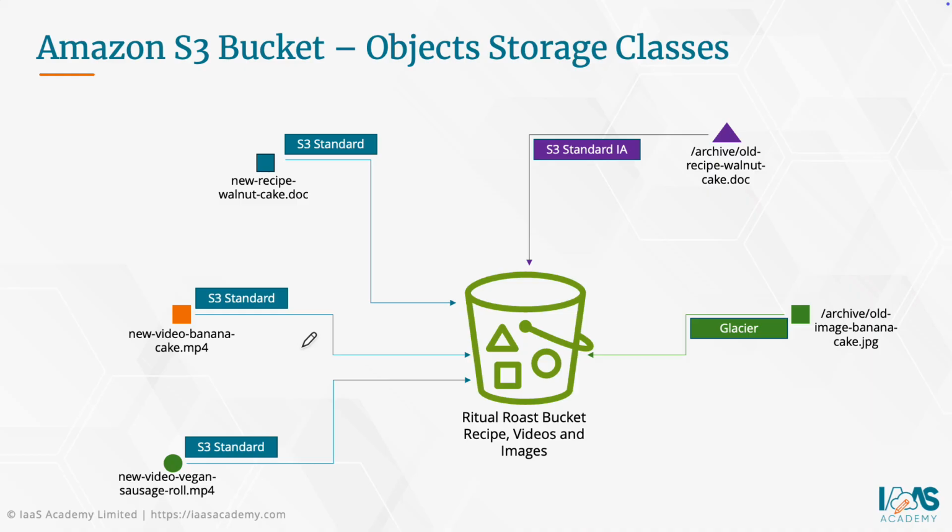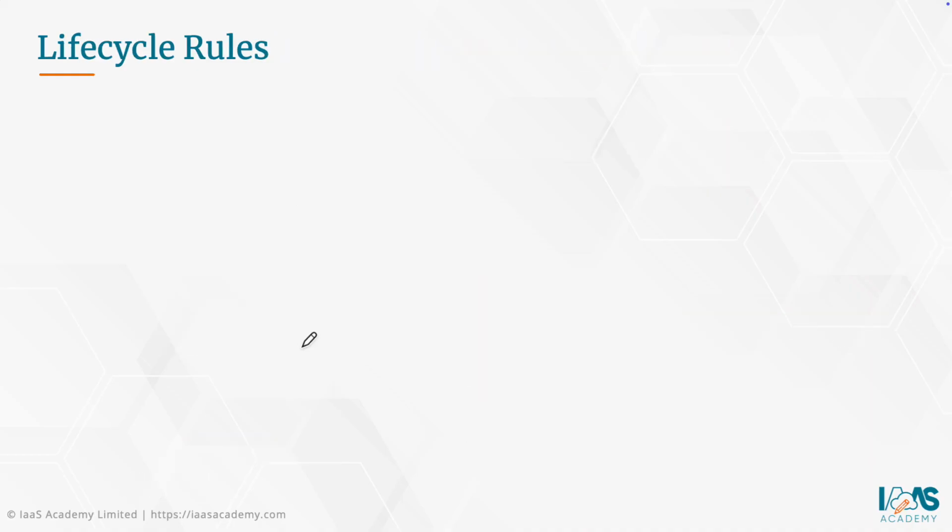So let's talk about how it works. With lifecycle management, you create something called lifecycle rules. These are a set of transition and expiration rules. Transition rules basically mean that you transition from one class to another, and the transition action will perform as per the rule.